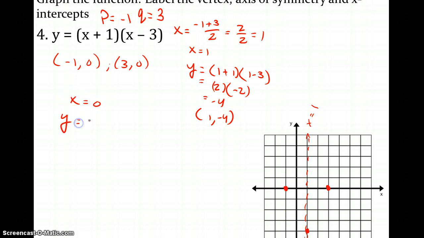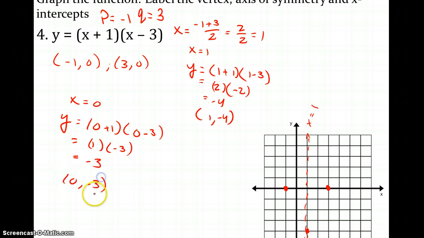So y equals 0 plus 1 times 0 minus 3. Now, a lot of this work you can do in your head. We're just showing it to make sure that we don't lose anyone in this video. So I'm looking at 0 comma negative 3, right here. Very good. And remember, we need to reflect it, so if we move over to the other side, it's going to be right there. Very good. Let's connect it.